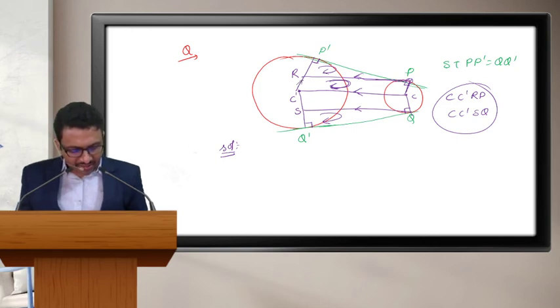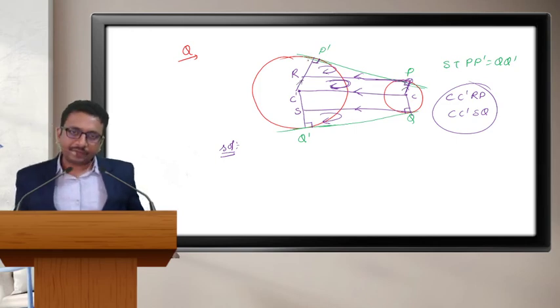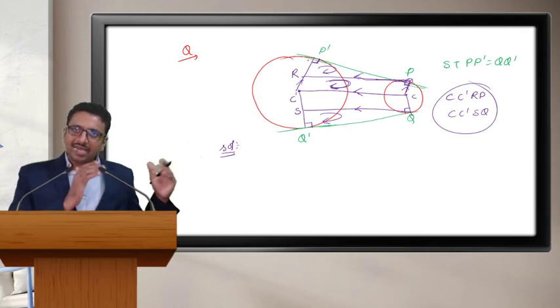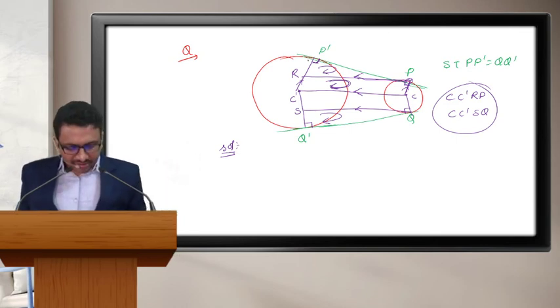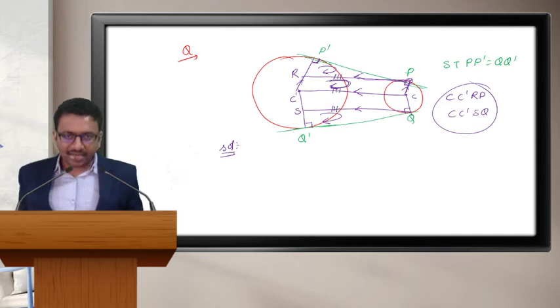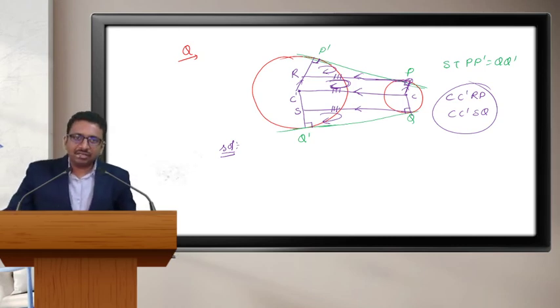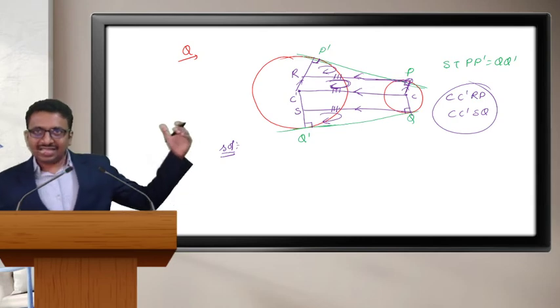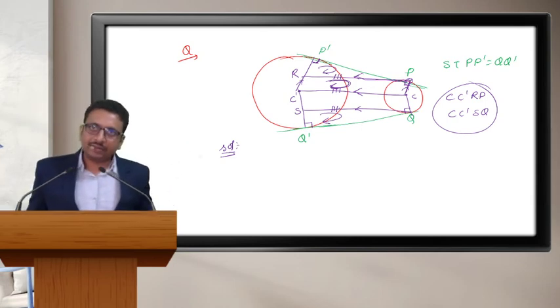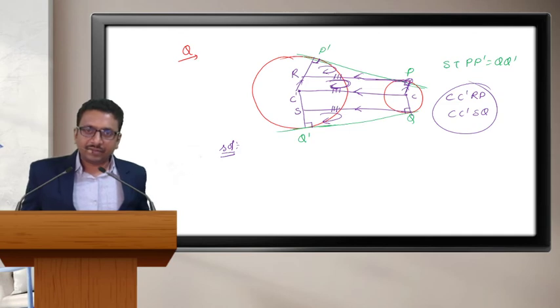Yes, because opposite sides are parallel to each other. Both the sides are parallel to each other. So this side is equal to this side is equal to this side, right? All the three sides PR, CC dash and QS are equal. Yes or no? So all the three sides are equal, right? Yes, sir.